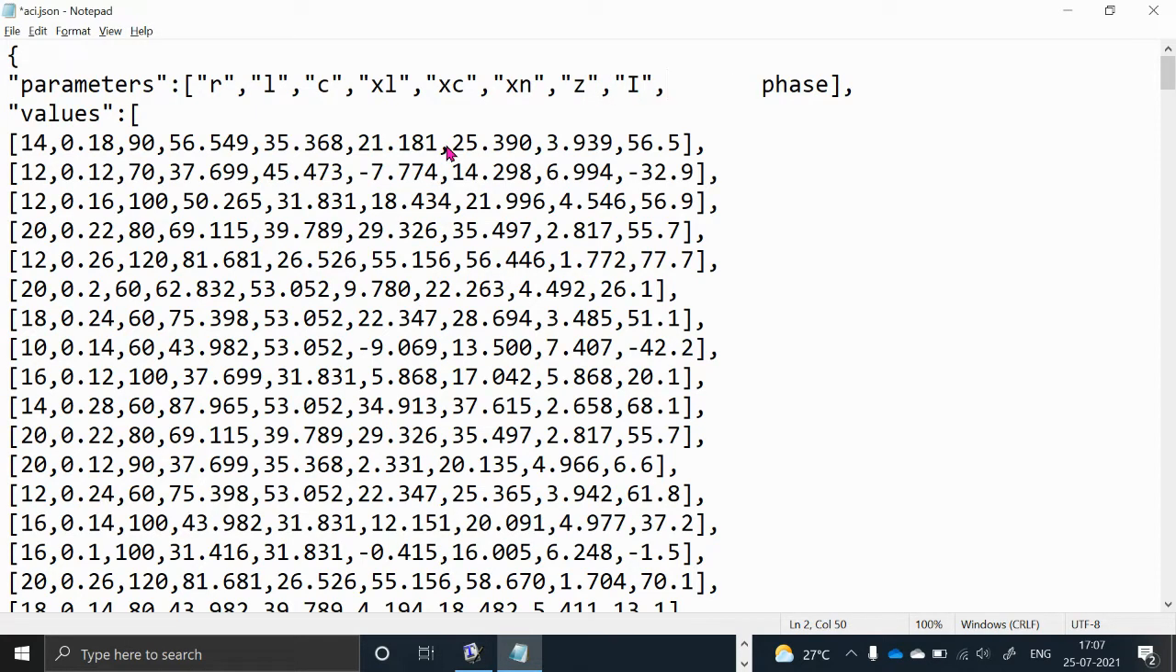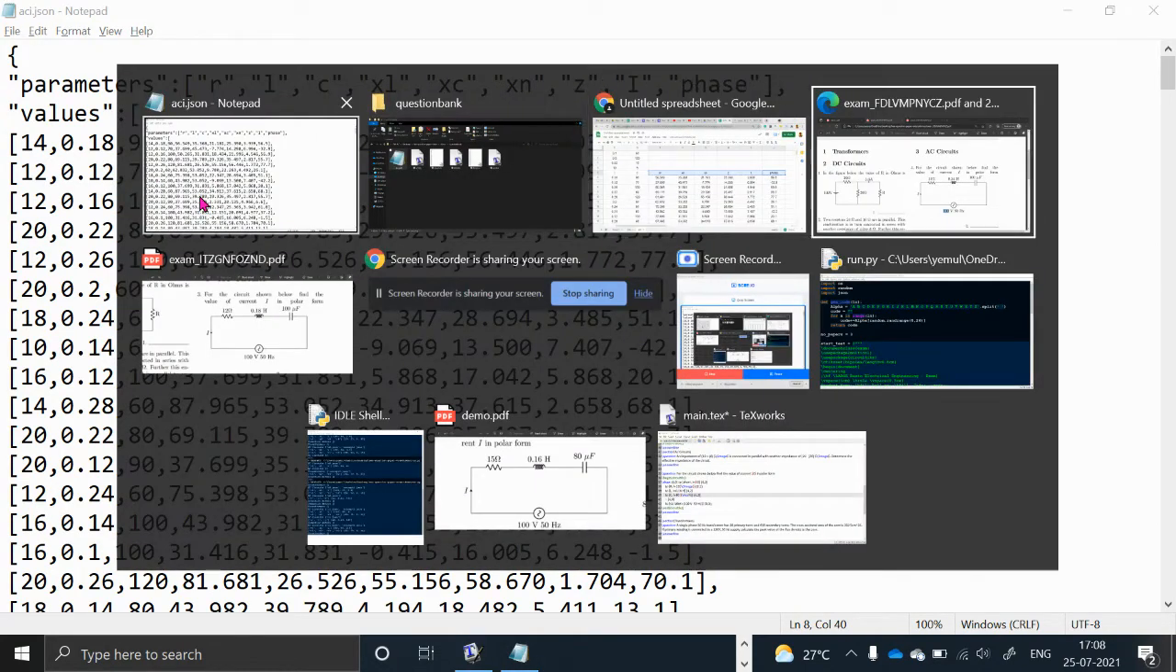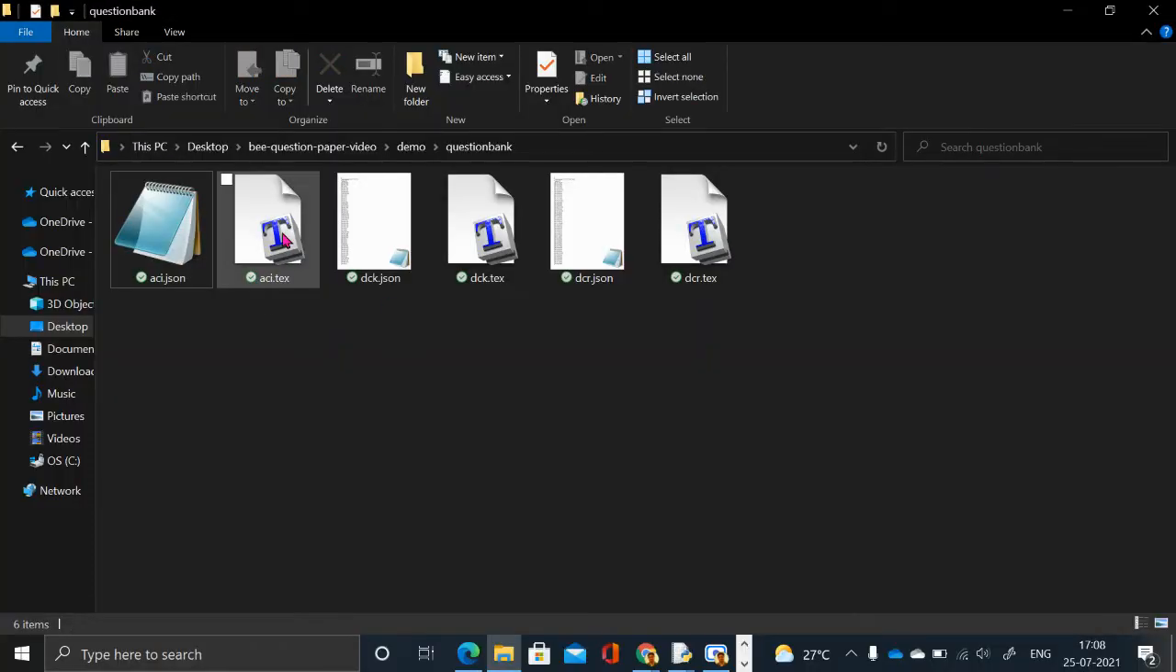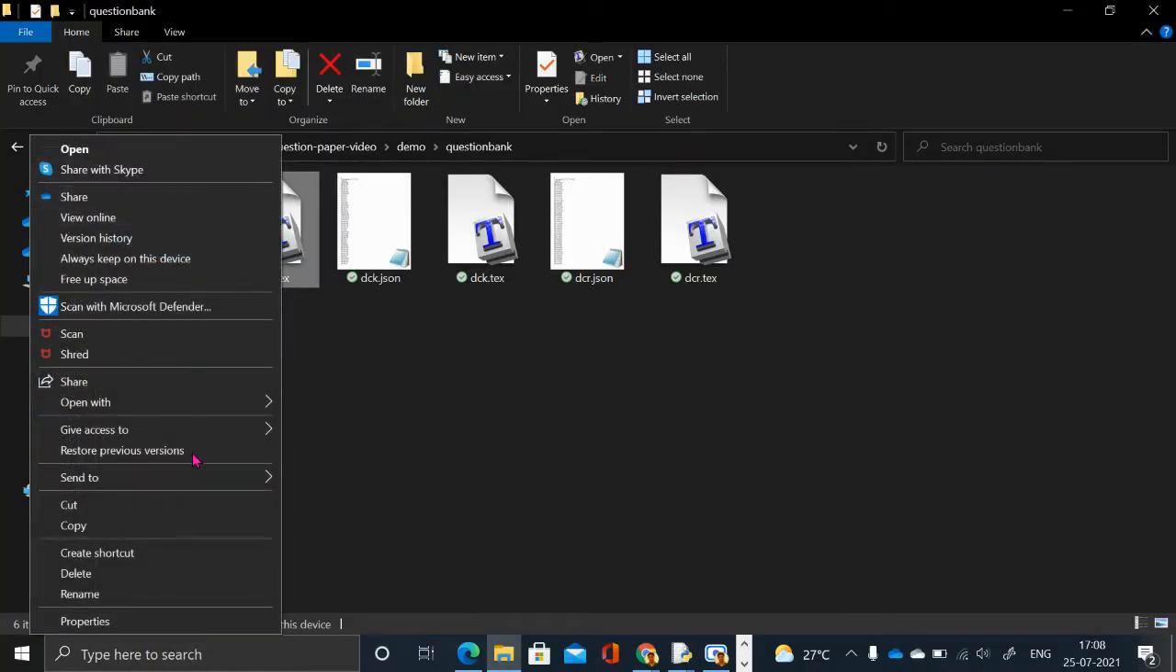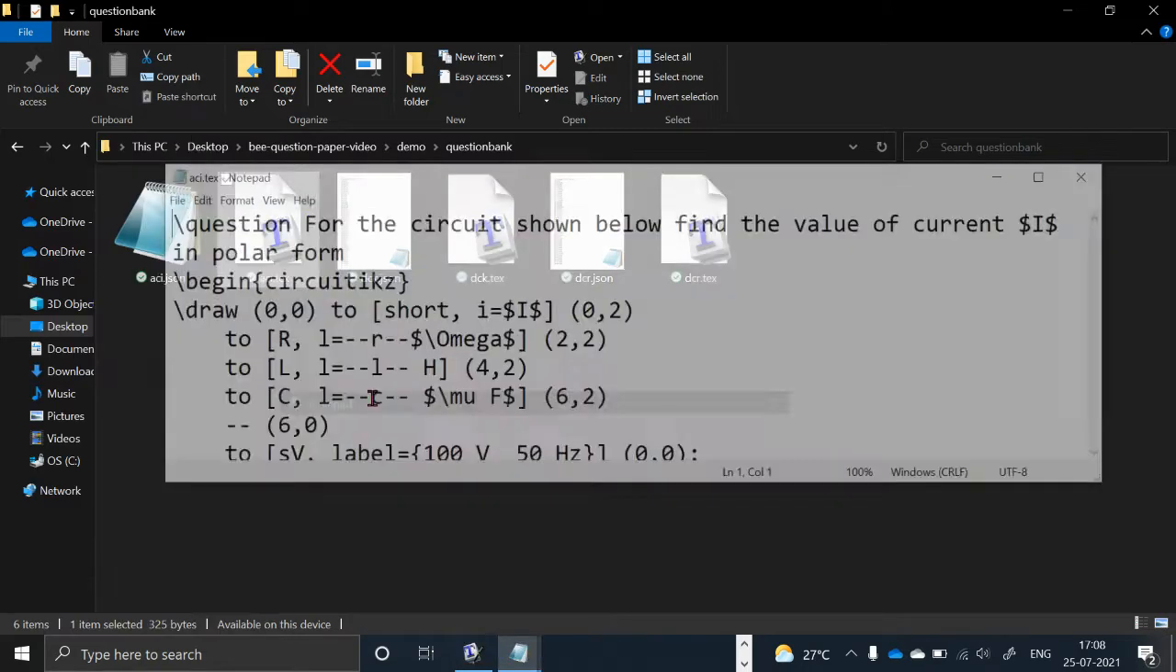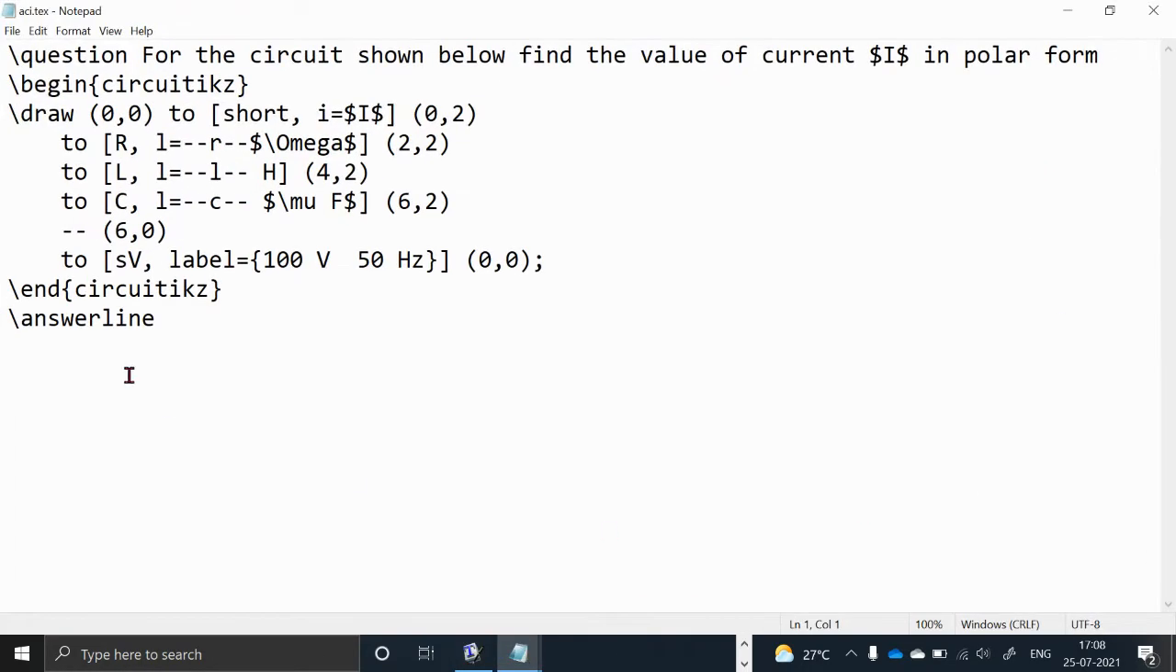So make sure that you don't make any, what do you call, syntax errors here. So now I have the parameters and values. Save this file, and you can close this file. So, but anyway, I'll keep it open because now I will edit the text file. Okay, so what I do, I just go to this ACI text file. I'll open with Notepad instead of using that LaTeX.